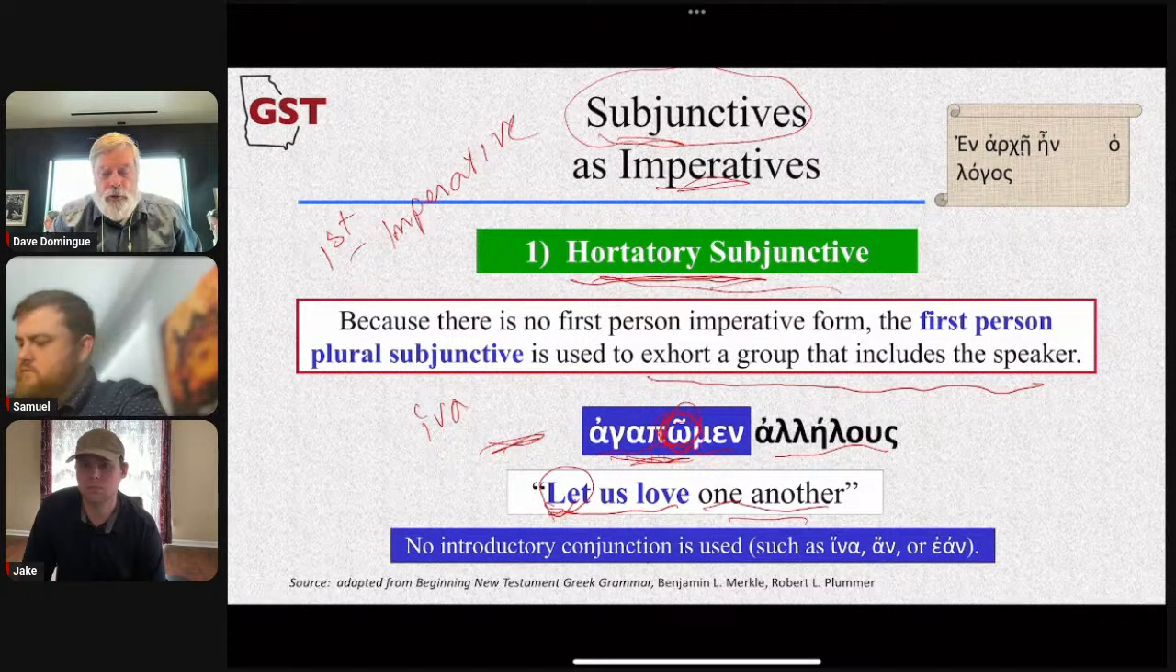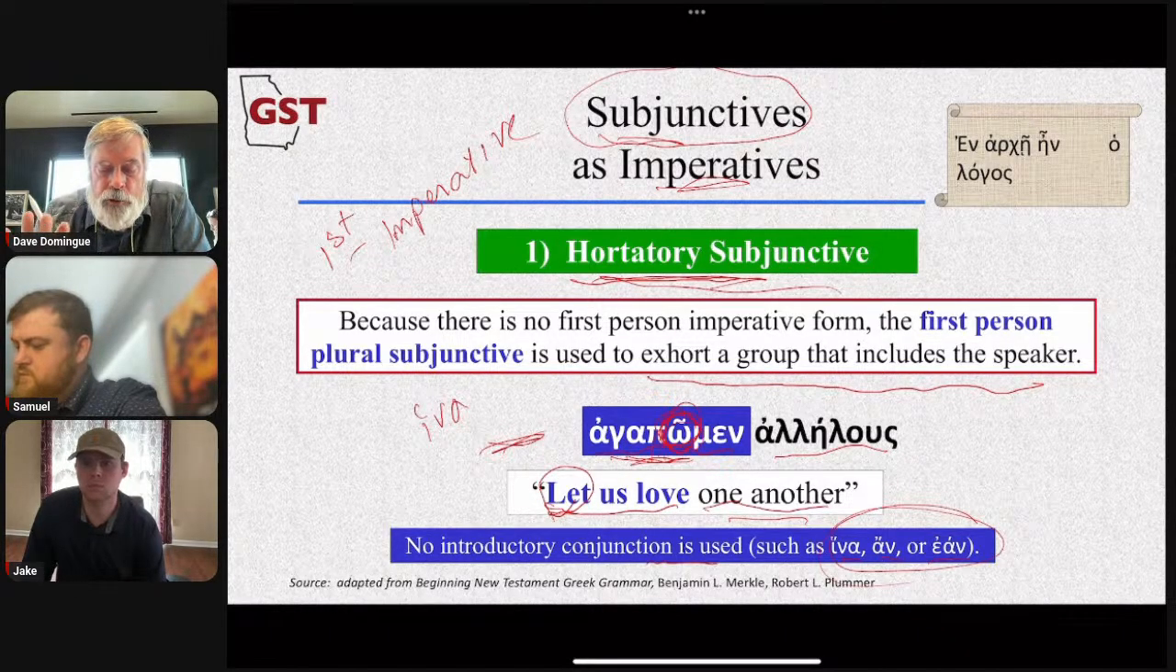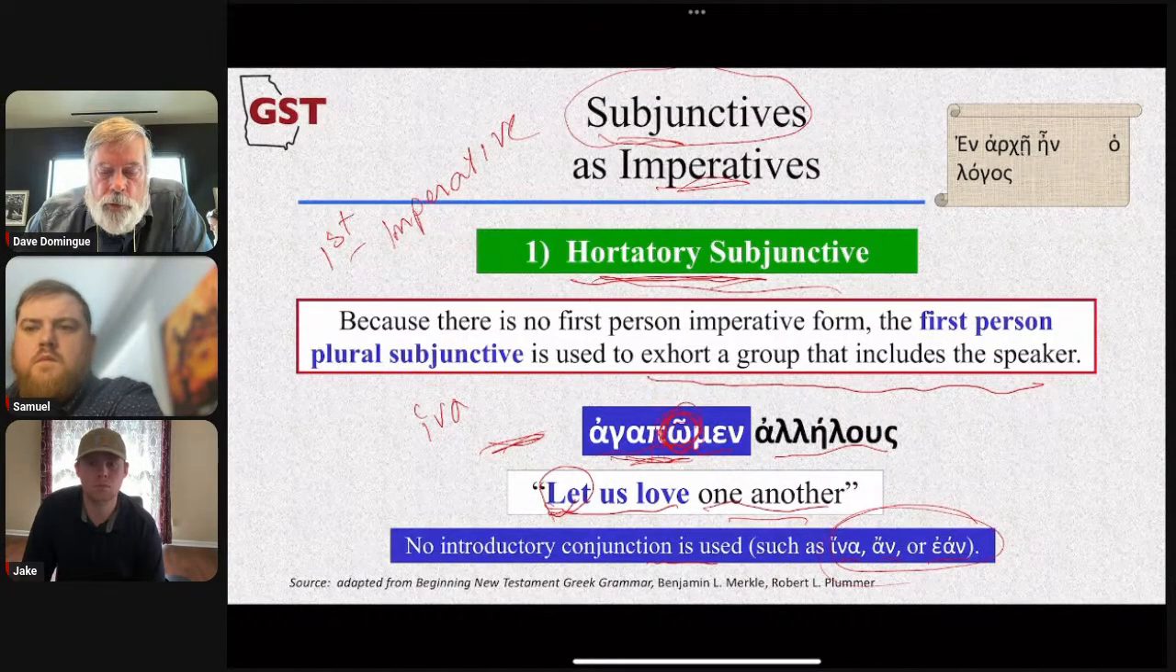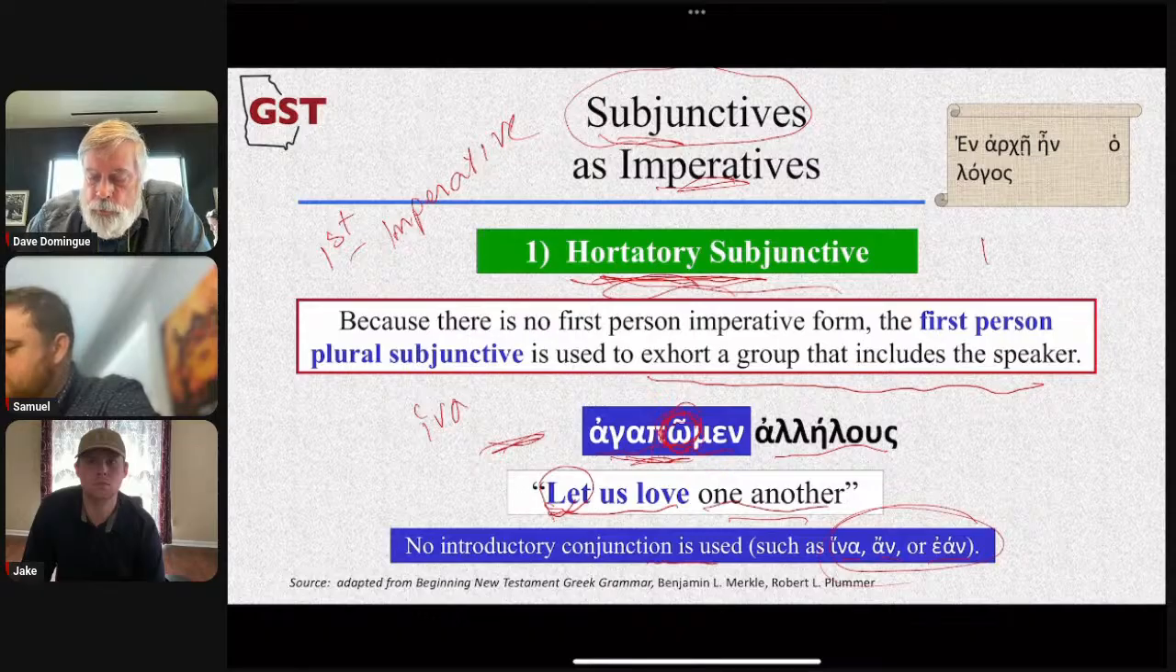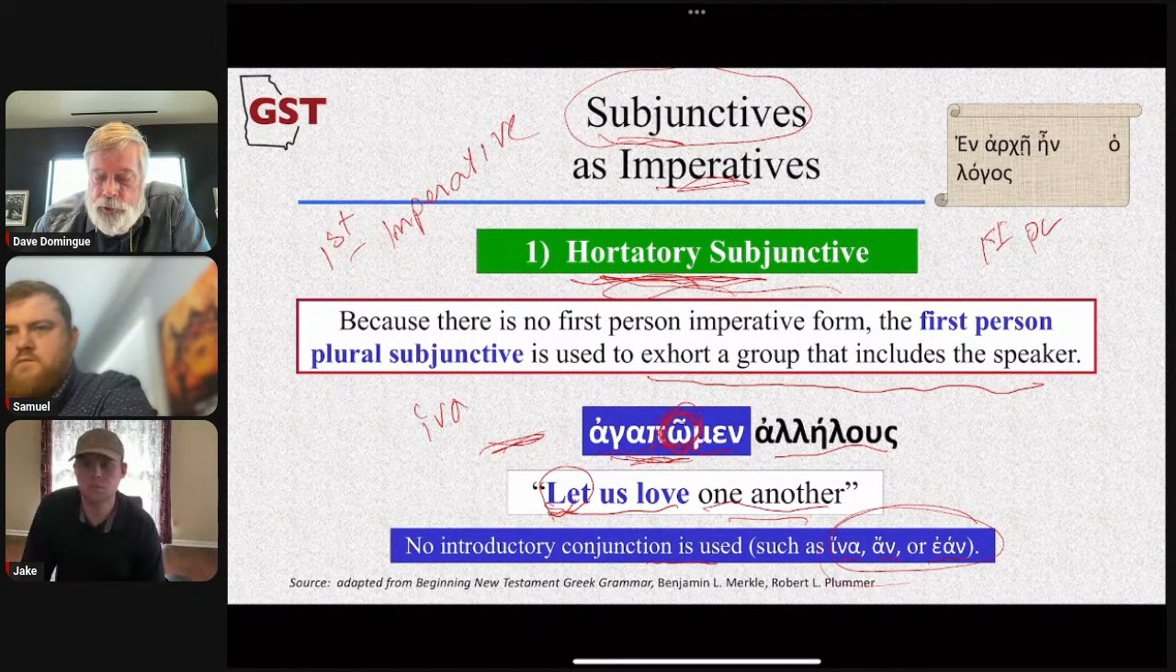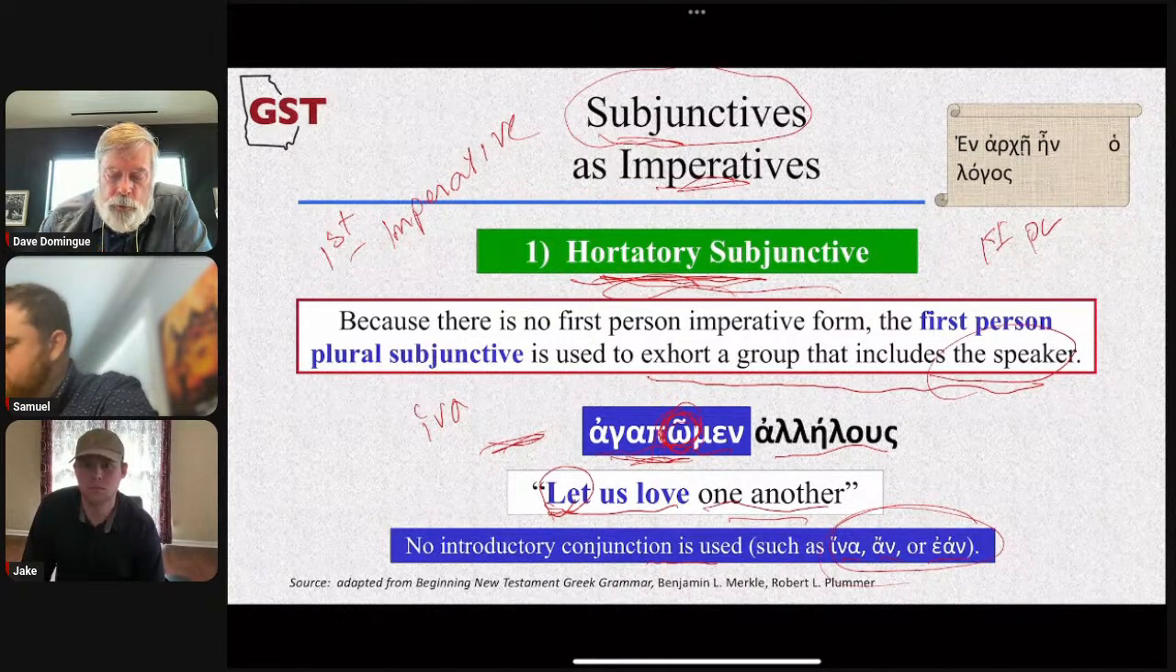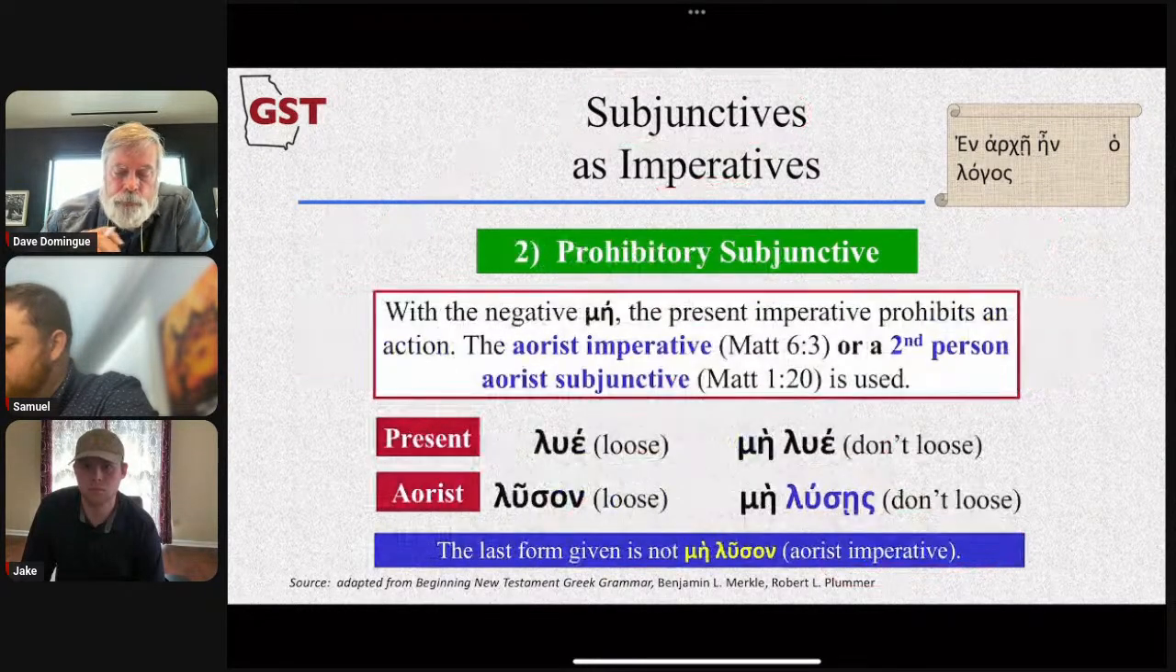In these instances, there's no conjunction used such as hina, or ean. Most subjunctives, almost all you'll find, have that. We talked about that when we did subjunctive. That makes sense? You guys okay so far? Okay, a subjunctive functioning as an imperative can function as a hortatory, first person, typically plural, where the speaker is included in the subject.